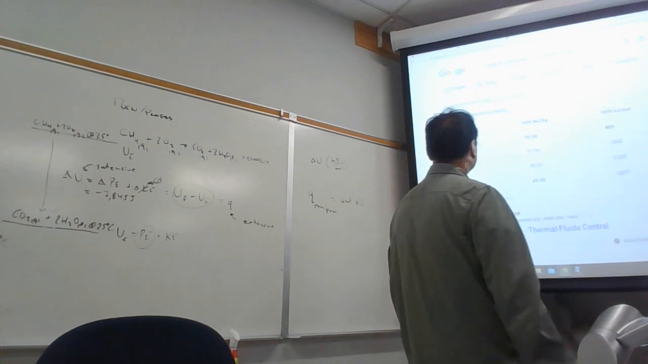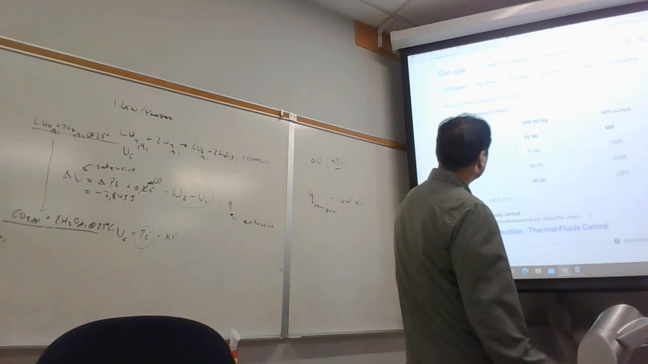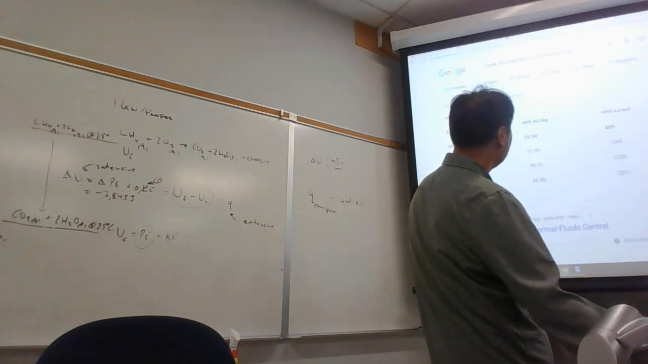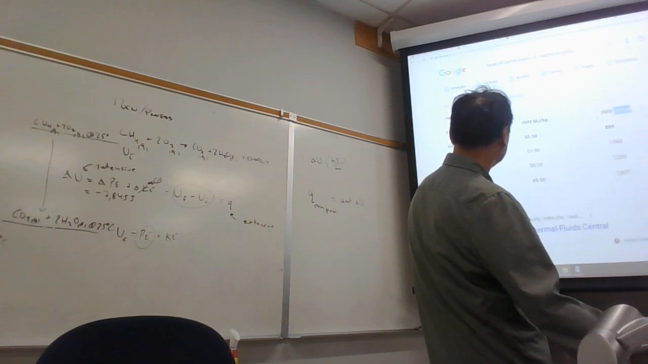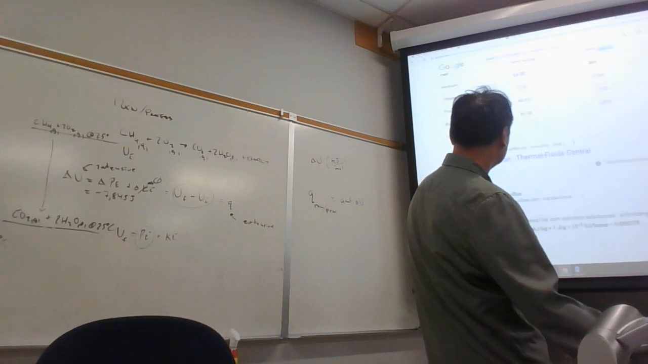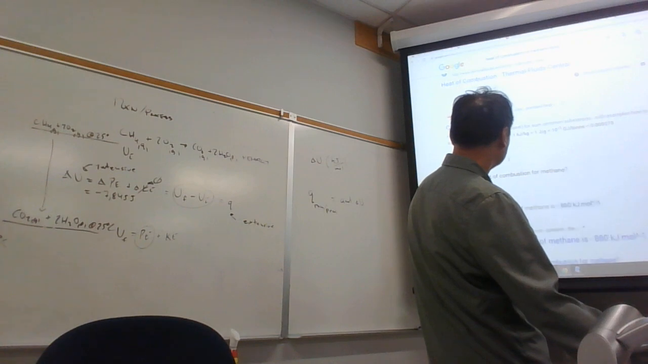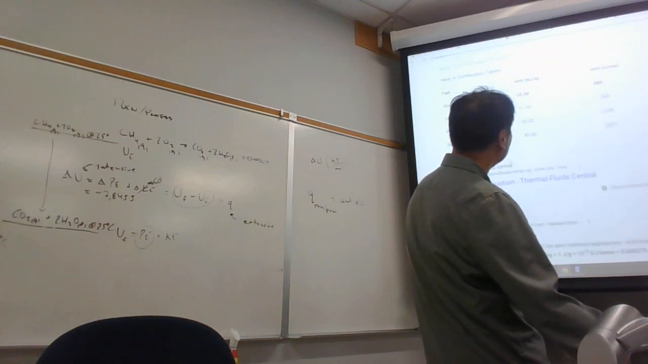All right. So this one is another one, 889 kilojoules per mole. But what is HHV? We look at methane, ethane, propane, butane. Let's say what's next, pentane. Yeah, 880 kilojoules per mole. 889 kilojoules per mole.